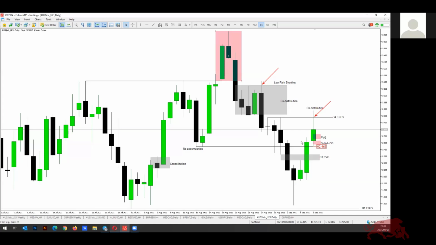So yeah, any other questions, folks? I'm sure you've understood what I'm explaining here with the distribution and redistribution. We can only talk of accumulation when we are talking of longs. When we are shorting, we're talking of redistribution and distribution. So any other questions?